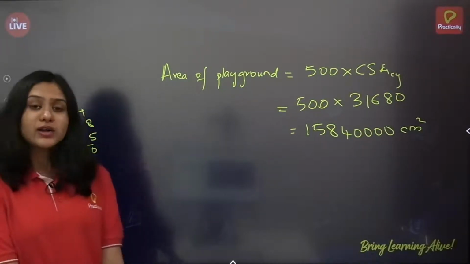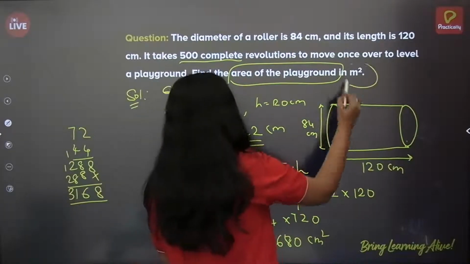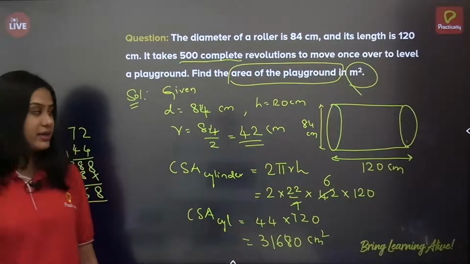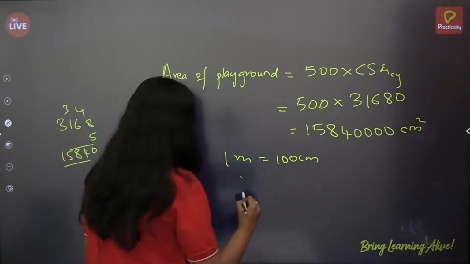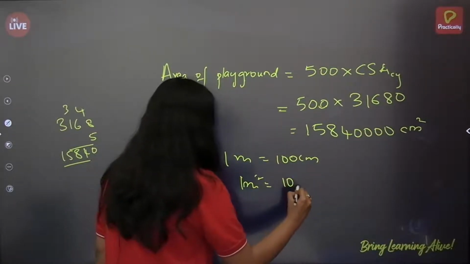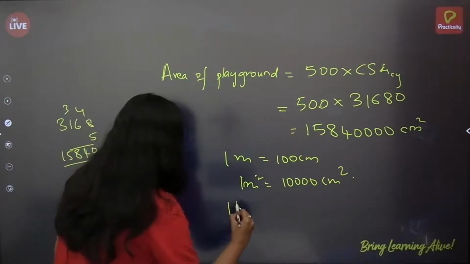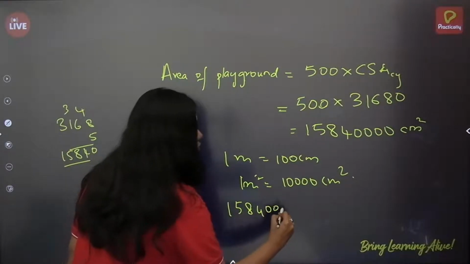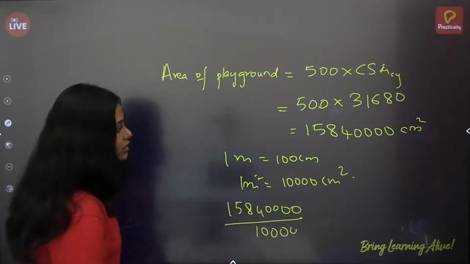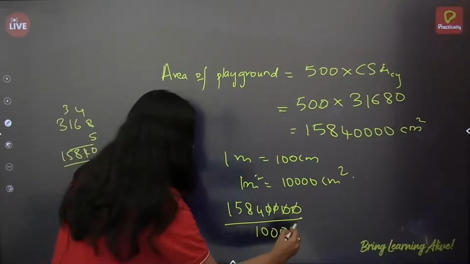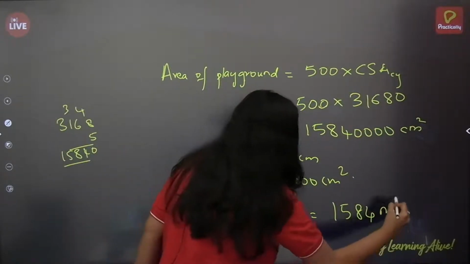But what do we have to do? We have to find the answer in meter square. So for this, read the question completely. 1 meter is equal to 100 centimeters. 1 meter square is equal to 10,000 centimeters square. So 15840000 divided by 10,000 we have to do. Correct? So 1584 meters square is our answer.